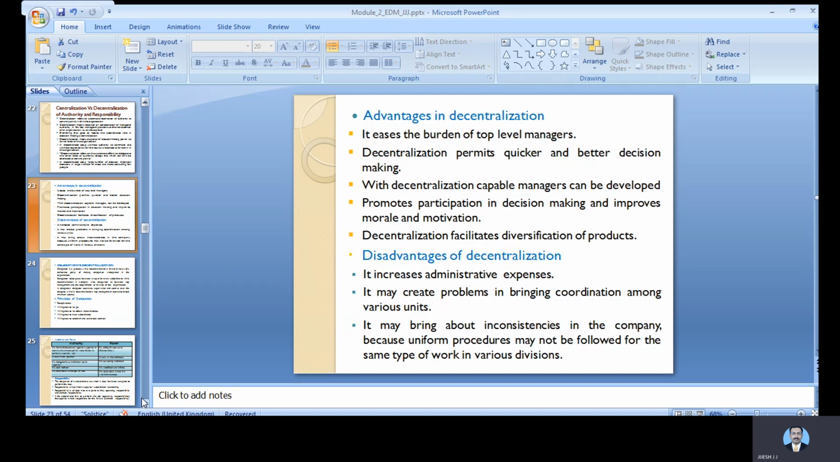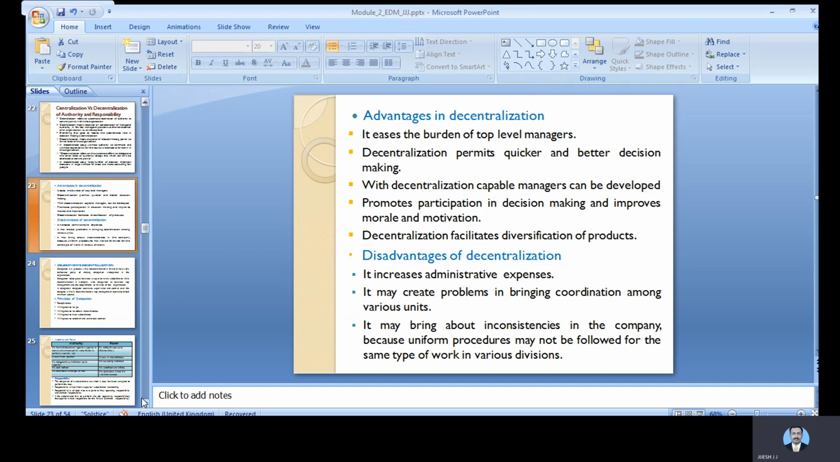There are some advantages as well in the process of decentralization. It eases the burden of top level managers, and decentralization permits quicker and better decision making. When you go with decentralization, capable managers can be developed, decision making is promoted, and morale and motivation improve. You can concentrate on a smaller crowd and make sure things happen better in the process of decentralization. Diversification of products and all these are some of the advantages. As well, we have some disadvantages also.